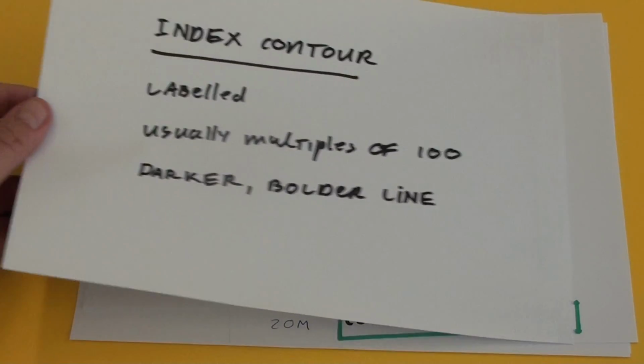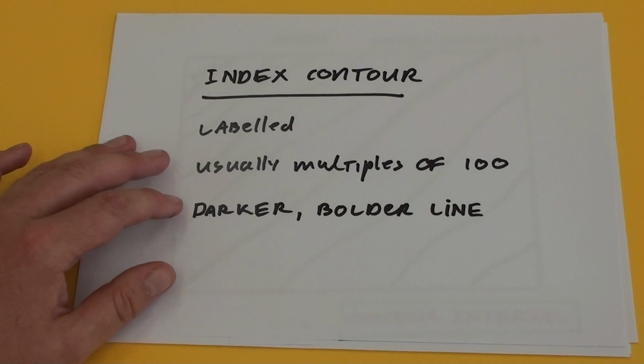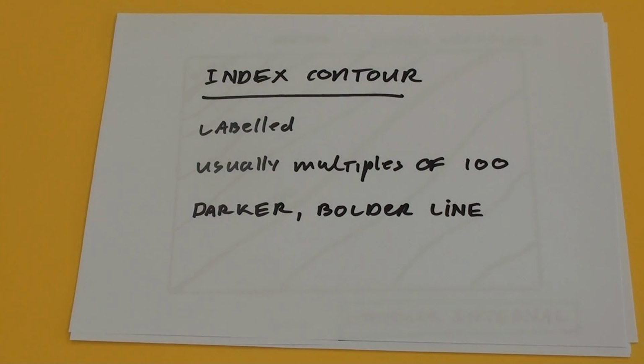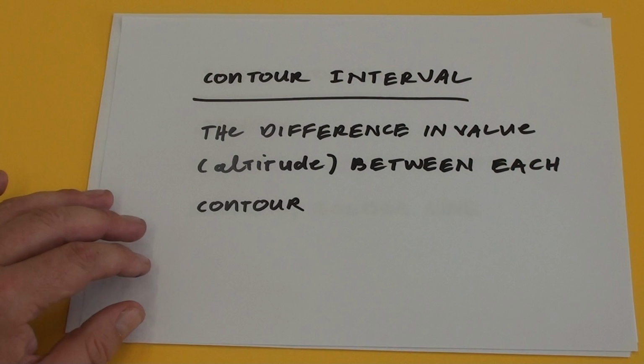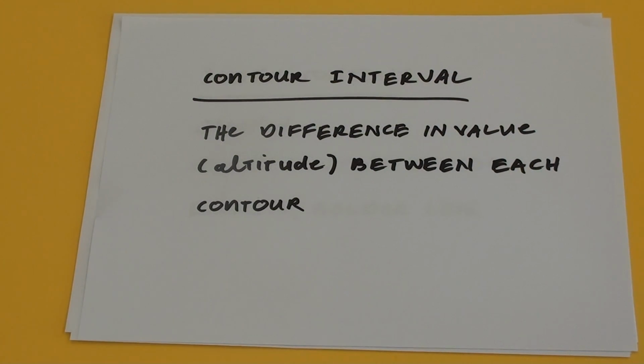You have index contours, which are generally labeled, usually in multiples of 100. They're darker and a bolder line. And the contour interval is the difference in value or altitude between each contour.